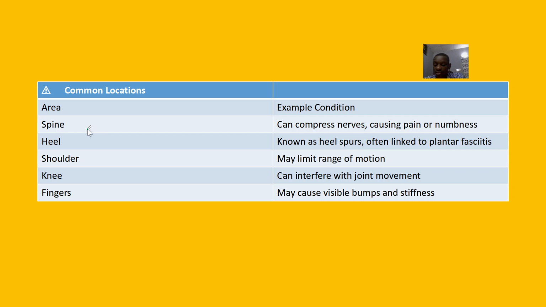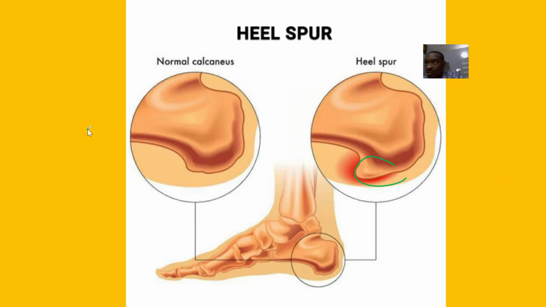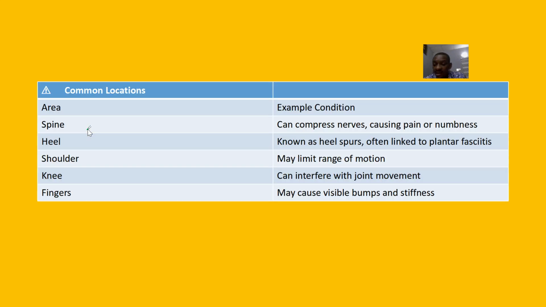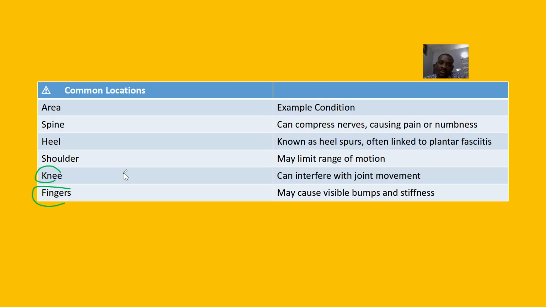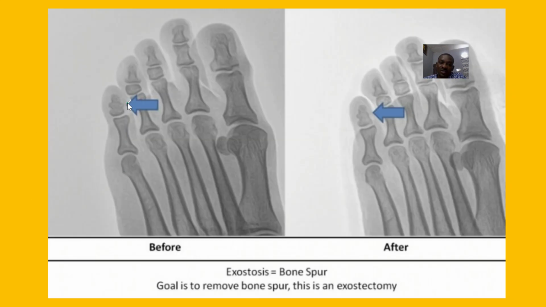So common locations where you can actually find bone spurs, we have the spine, followed by the heel, followed by the shoulder, followed by the knee, then the fingers. Okay, so this is even on the toe. Do you understand? So it could actually occur on the toe too.